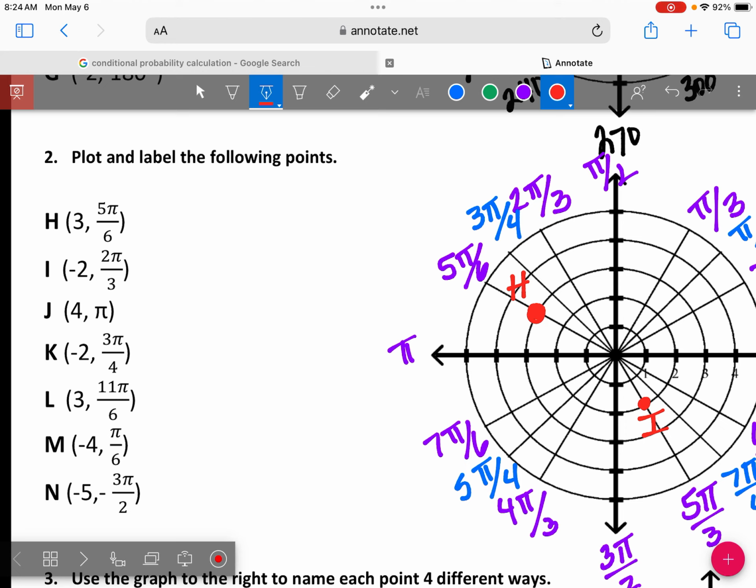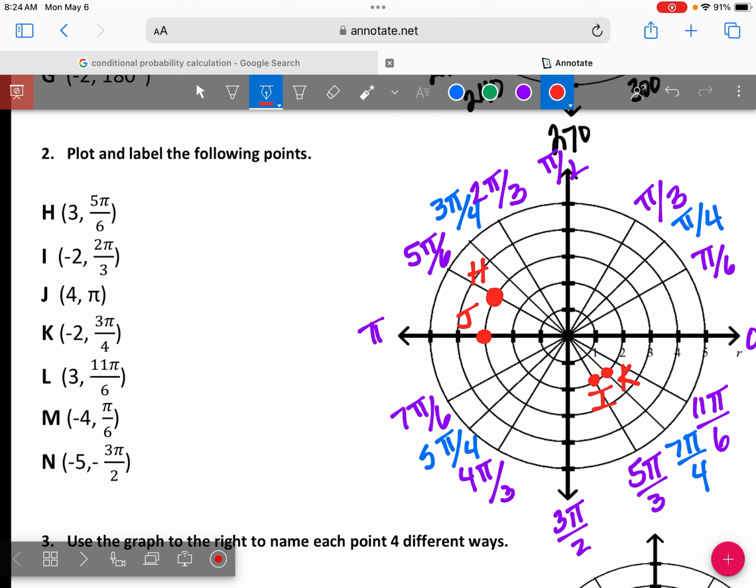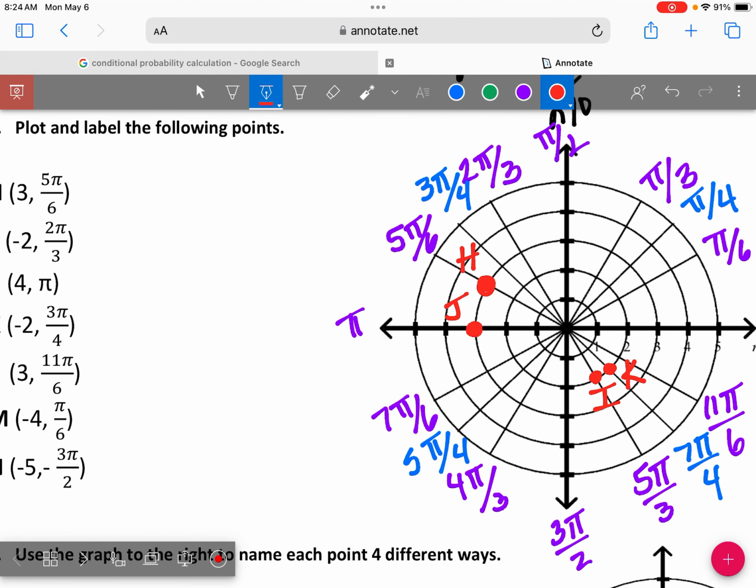J, pi, go out to the 4th ring. K, 3 pi over 4, go backwards to the -2. L, 11 pi over 6, we're on the 3rd ring. So I, J, K, and L are really close together. I didn't realize how close they were. They're all like right huddled up together.